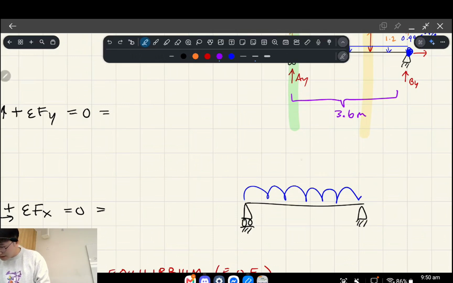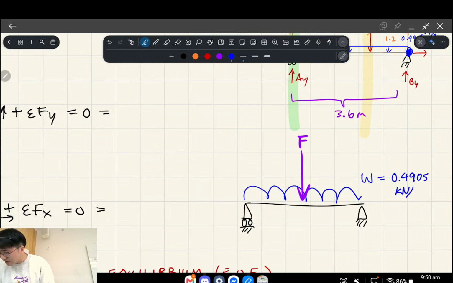So the idea is that, let's call that F or something, and this was W, all right? W was 0.4905, sorry, it wasn't 0.405. This is in kilonewtons per meter, okay? And the length of the beam was 3.6 meters, right?